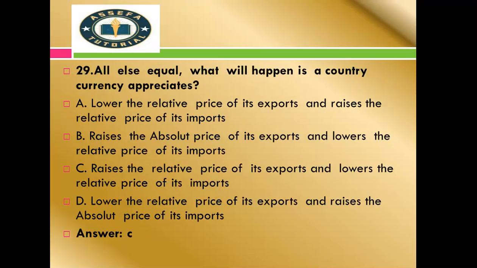Good. Question number 29. All else being equal, what will happen if a country's currency appreciates? A. Lower relative price of its exports and rise in the relative price of its imports. B. Rise in the absolute price of its exports and lower relative price of its imports. C. Rise in the relative price of its exports, lower relative price of its imports. D. Lower relative price of its exports and rise in the absolute price of its imports. So the correct answer for this question is C.